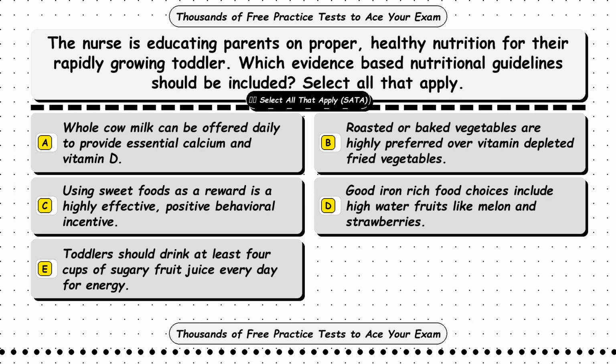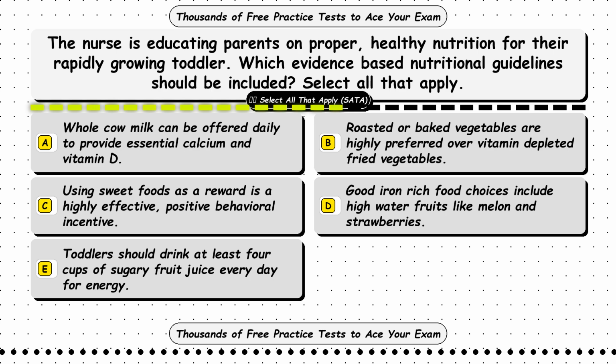Question 139. The nurse is educating parents on proper, healthy nutrition for their rapidly growing toddler. Which evidence-based nutritional guidelines should be included? Select all that apply. Option A. Whole cow milk can be offered daily to provide essential calcium and vitamin D. Option B. Roasted or baked vegetables are highly preferred over vitamin-depleted fried vegetables.